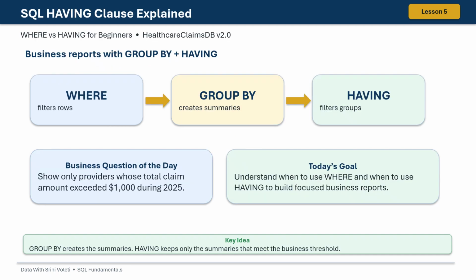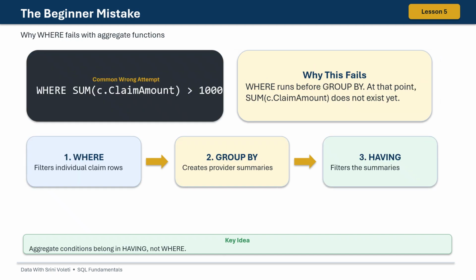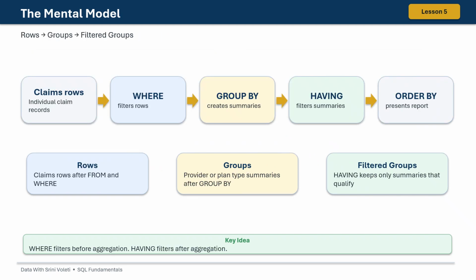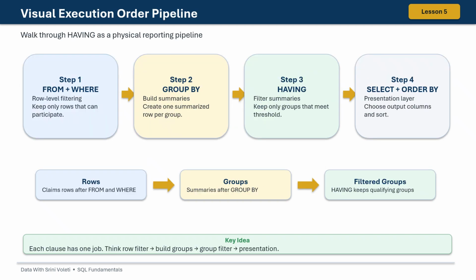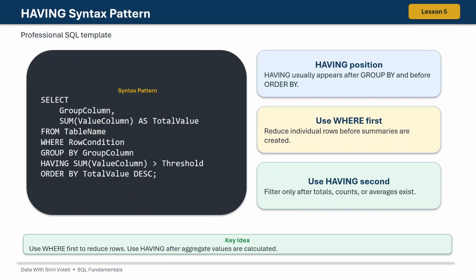Now we are ready for the first real HAVING query. Business question: which providers had more than $1,000 in total claim amount during 2025? We start from the claims table and join to providers so the report can display provider name instead of provider ID. The WHERE clause keeps only claims where claim date is greater than or equal to January 1st, 2025 and less than January 1st, 2026. This is a production-friendly date range filter.